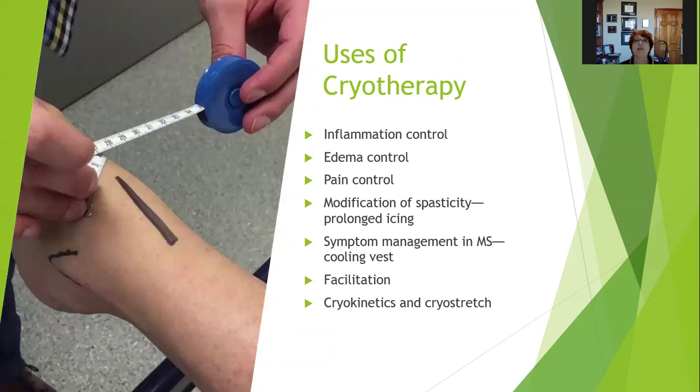So we're going to use cryotherapy. These are our indications. When we talk about every modality, we're going to talk indications, contraindications, and precautions. So when do we use it? We use it to control inflammation. We use it to control edema. We use it for pain control, and prolonged icing to modify spasticity. Symptom management in MS in the way of a cooling vest is often used. MS is frequently responsive to increased temperatures, and a cooling vest can be really helpful for managing those symptoms. Neuromuscular facilitation, and cryokinetics and cryostretch, which we will demonstrate in lab. It'll be fun.